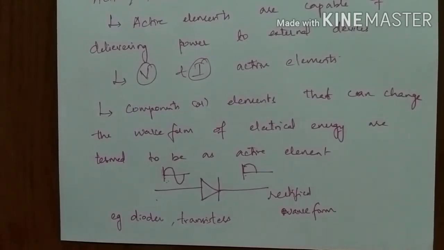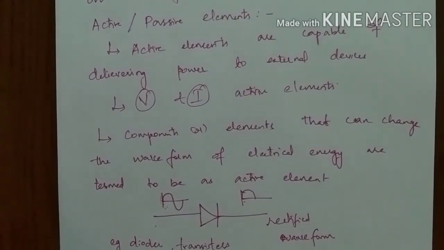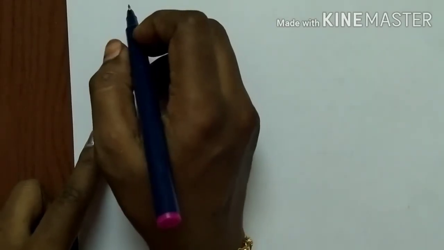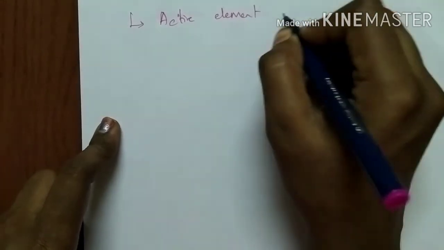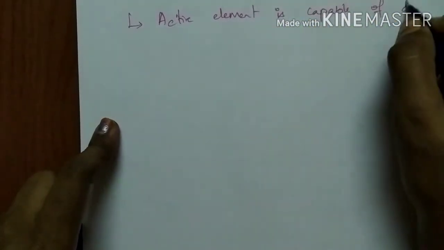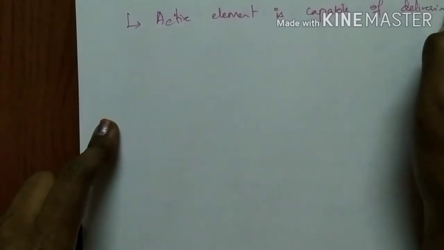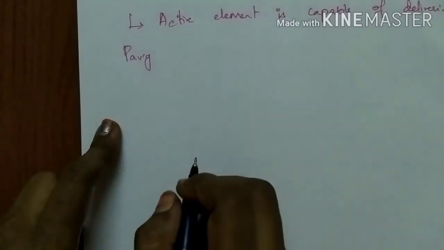And the other parameter that can define an active element is that active elements are the elements that are capable of delivering average power to the external circuits for an infinite amount of time. The time period can be infinite. An active element will be capable of delivering average power to the circuit for an infinite amount of time.